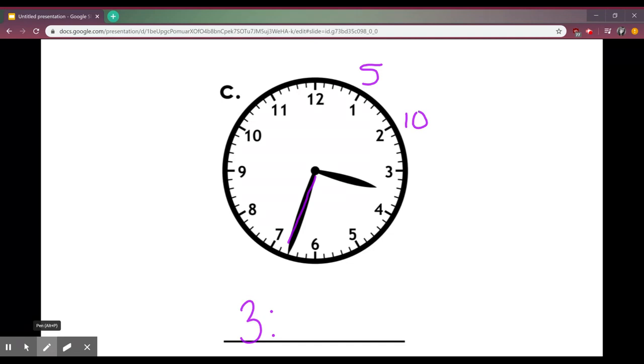So if I wanted to do this, I could go 5, 10, 15, 20, 25, 30. And if I were to go to 35, I will pass where the minute hand is pointed. So I will stop at 30 and then just start counting by 1s. So I have 30, 31, 32, 33. So that means it is 3:33 shown on this clock.